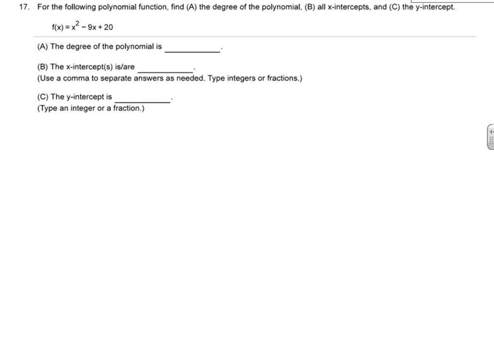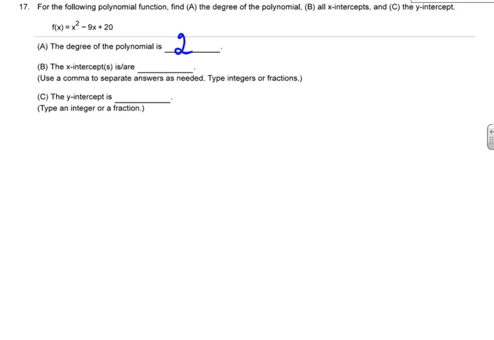First of all, let's look at the degree. In some problems, you may have to rearrange the polynomial if the highest exponent is not first. But in this case, we don't have to worry about that. The highest exponent is 2. So the degree of the polynomial is 2.